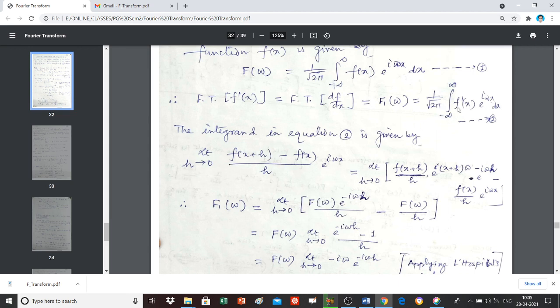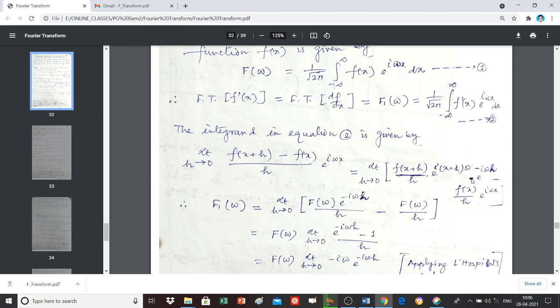So you can write this term f prime x e to the i omega x as the limit h tends to 0. I am writing the first term as f(x plus h), and I divide this into two terms. One term is f(x plus h) by h times e to the i omega x. The other part is minus f(x) into e to the i omega x by h. These are the two terms in this expression. Writing the first term, limit h tends to 0, f(x plus h) by h, then e to the power i (x plus h) omega. So in this case, what is the extra term? The extra term is i omega h.